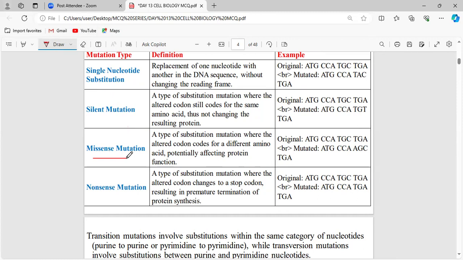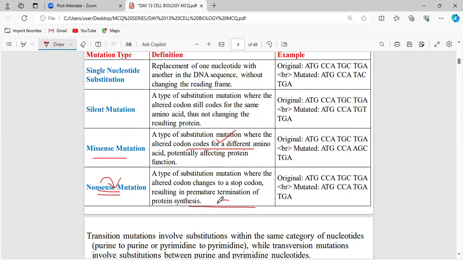And missense mutation means the codon codes for a different amino acid. If a different amino acid is present, the protein synthesis will vary. That is a missense mutation. Nonsense mutation means a codon changes to a stop codon. We know that protein synthesis stops when the tRNA reaches the stop codon, because no amino acid can be coded for this particular stop codon.